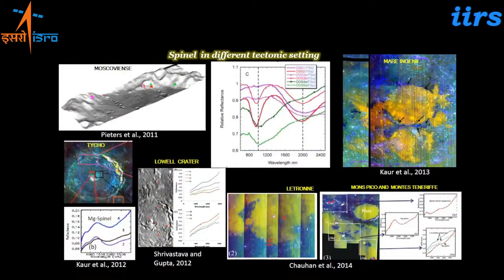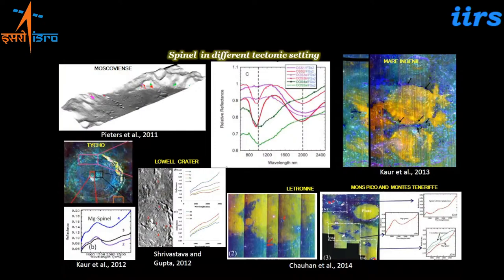Spinel has been detected from various other tectonic settings also, besides the central peaks. They have been detected from the basins of the craters. And here is another crater, Tycho, where magnesium spinel was detected from the central peak. Then from Lowell crater, then Mare Ingenii from the Thomson crater, then Latroni basins, then rugged highland features within the Mare Imbrium region. These are near the plateau crater, Mons Pico and Mons Tenerife. There are various regions from where this unique spinel lithology has been detected through orbital measurements.